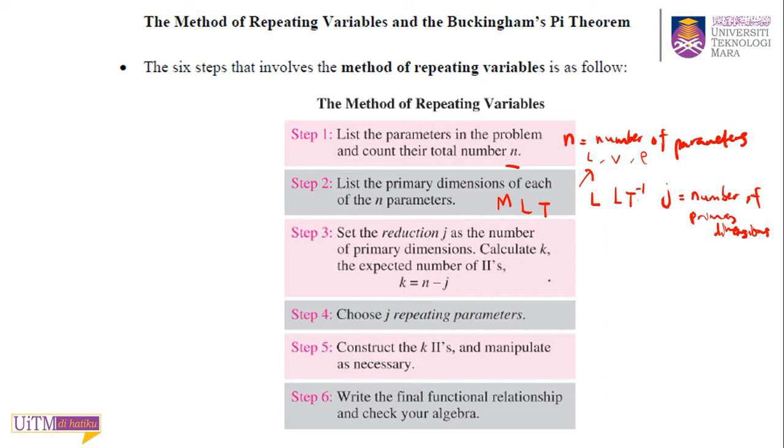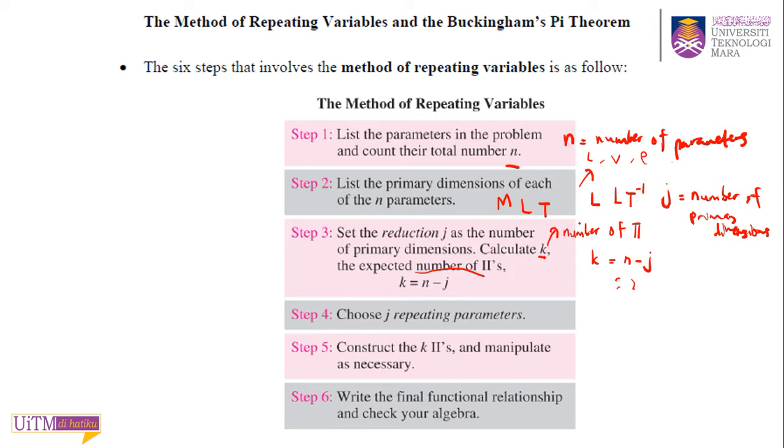So you will calculate the number k. k will represent the number of pi that you will generate. k equals n minus j. The n is here: when you count all the parameters, you find 5 or 6, and you subtract your number of primary dimensions. This will give you the number of pi that you will generate inside the problem. Okay, k number of pi. Let's say you have 2 or 3, so this number will determine the number of pi that you will generate after this.